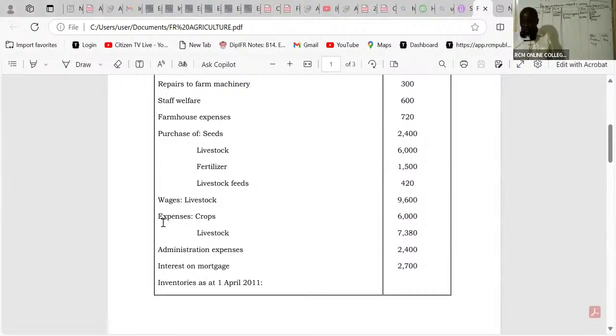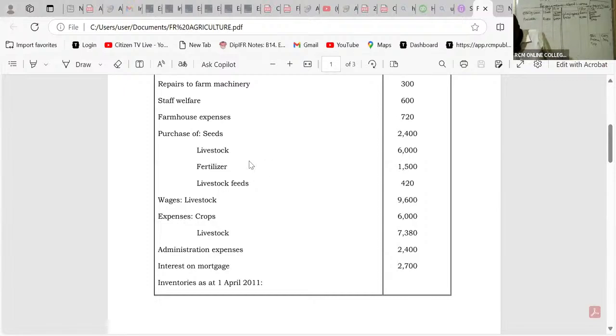So purchases, we purchased seeds. The seeds are crops, seeds for planting. It's like artificial insemination, which you know is for cattle, but seeds are crops. So we purchased seeds, 1,400, under crops. Then if you look at the next purchases, livestock, 6,000.